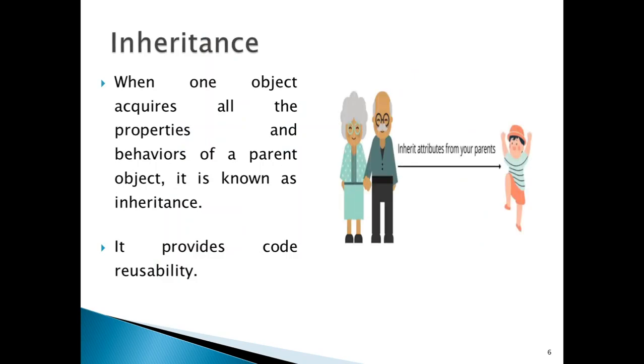That is inheritance. You inherit some properties and methods from the base class to the derived class, which is called inheritance. That is, you are acquiring some properties from the parents to the children. That is called inheritance. This concept is mainly used for reusability.